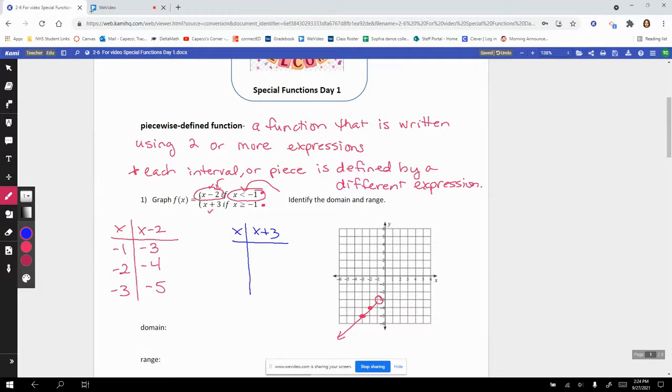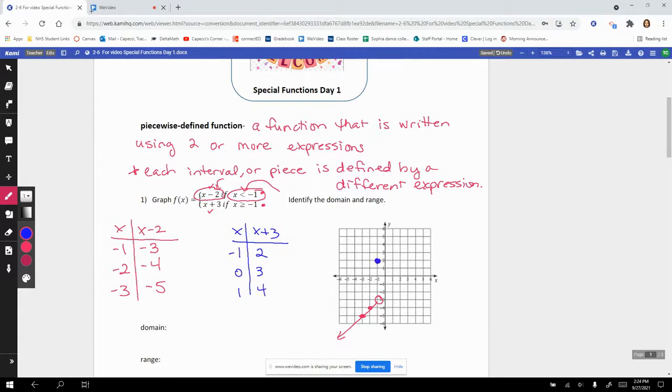We have x plus 3. This time x is greater than or equal to negative 1. So I'm going to start with negative 1, and all my values are going to be greater than negative 1. So I'm going to do a couple. I'll fill in what I have as my y value. This gives me 2, then 3, and then 4. So I have negative 1, 2.